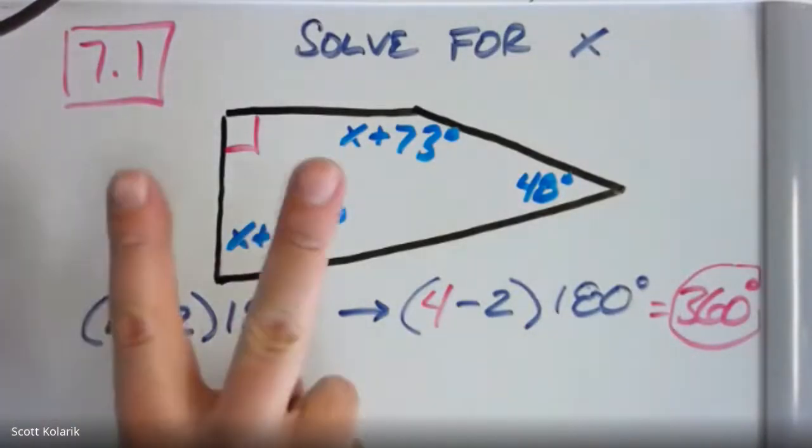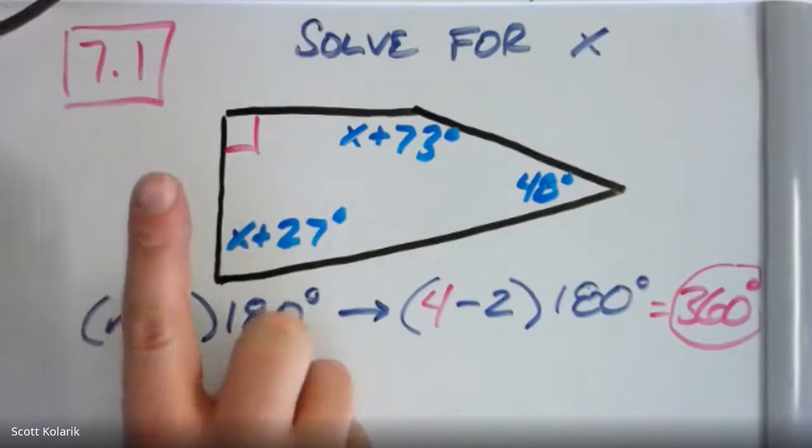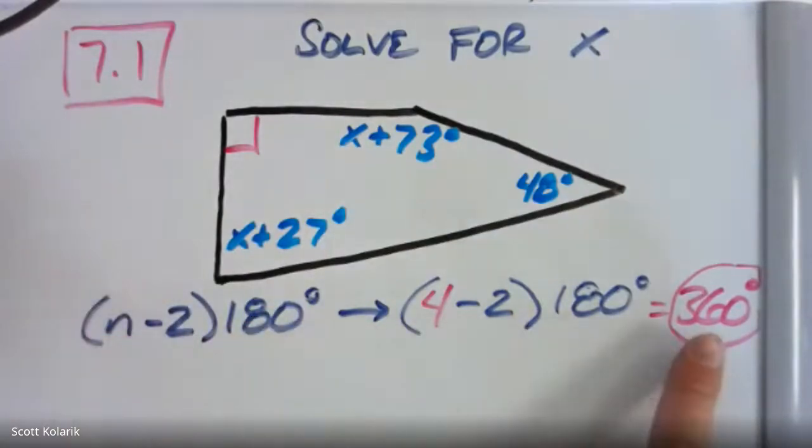So again, this problem has 2 steps to it. Step number 1, figure out what your internal angle sum should equal. Yours will not equal 360 degrees tomorrow, I'll tell you that right now. Because it's a 4-sided figure, 360 degrees.